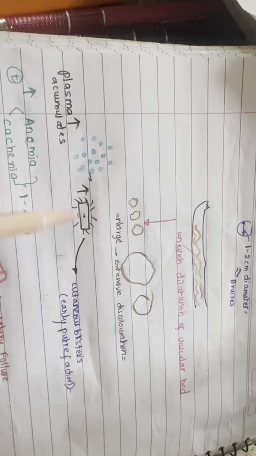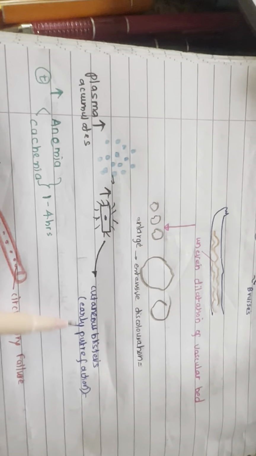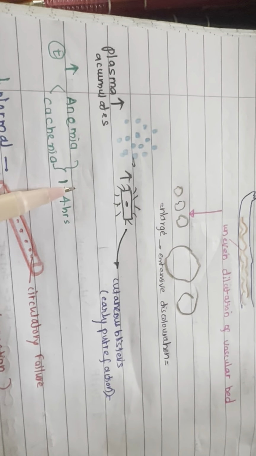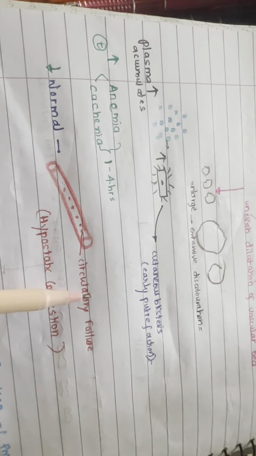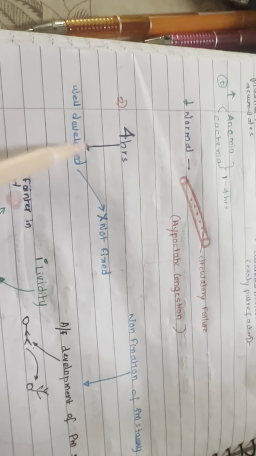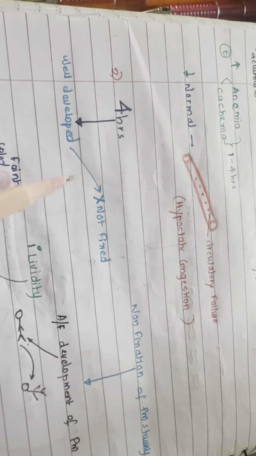Plasma also accumulates, a good culture medium for bacteria, which contributes to the cutaneous blisters of early putrefaction. The time period may be more than normal in anemia and cachexia, and 2 to 4 hours less than normal, even a few minutes, in a person dying of circulatory failure because of an already developed hypostatic congestion. Then at 4 hours it is well developed, like a sheet, but not fixed.